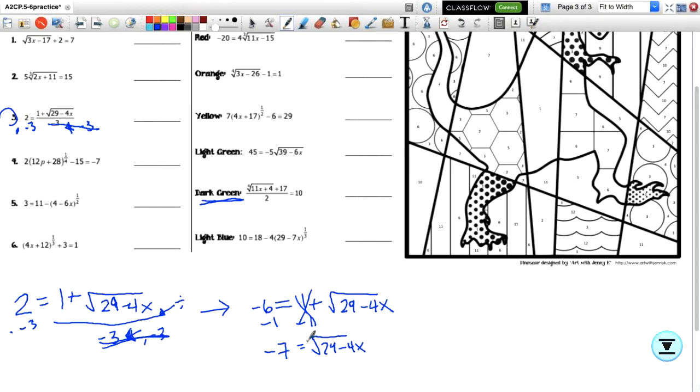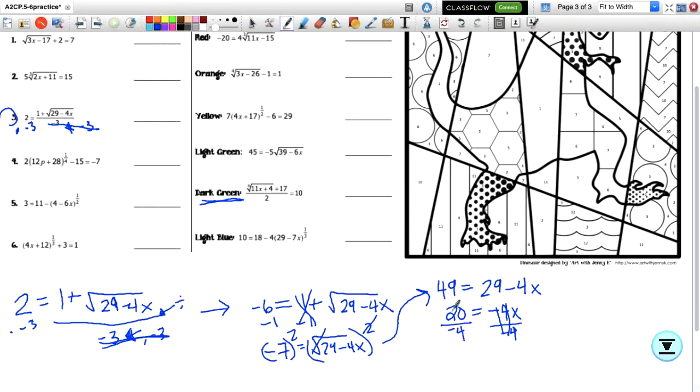Now hopefully from here you're good to go, right? We're going to square it because it's a square root, and we're going to square this side. Well, negative times a negative is a positive, and 7 times 7 is 49, equals, canceling, and I have 29 minus 4x. I'm going to minus 29, minus 29, which gives me 20, equals negative, don't forget that negative is attached to the 4, x. Divide by negative 4, divide by negative 4. I get x equals negative 5.